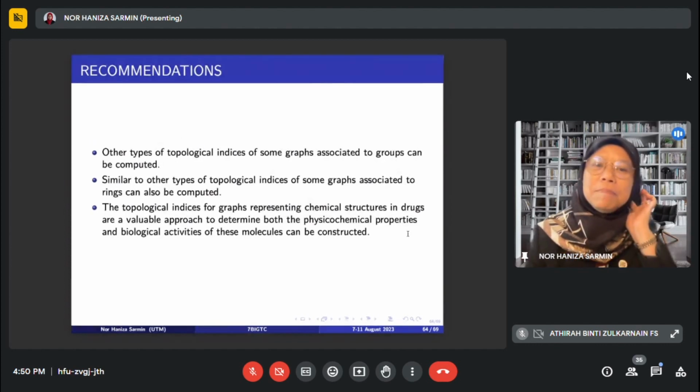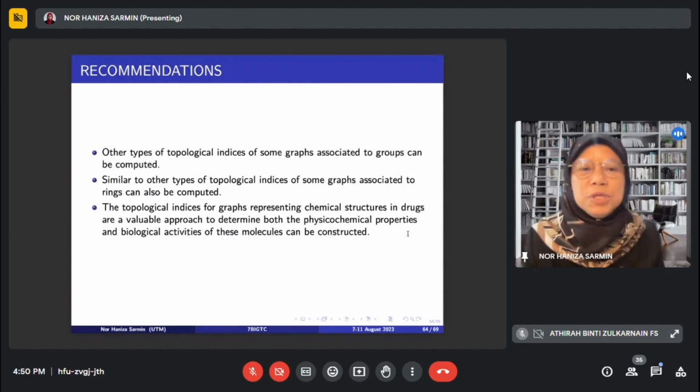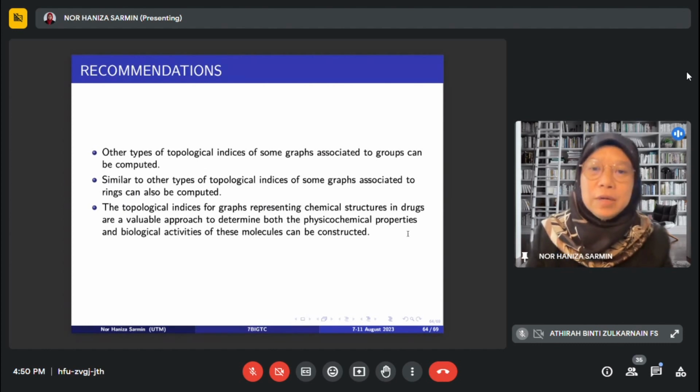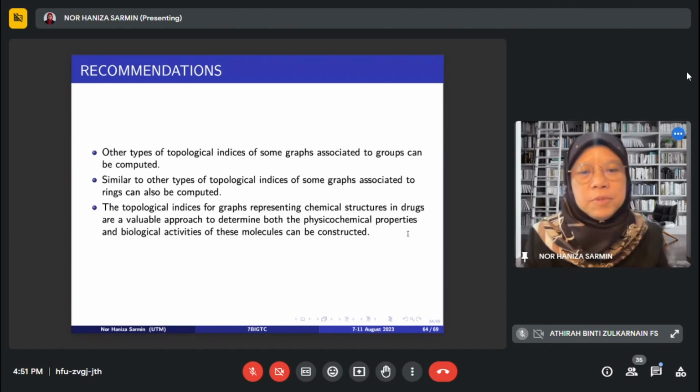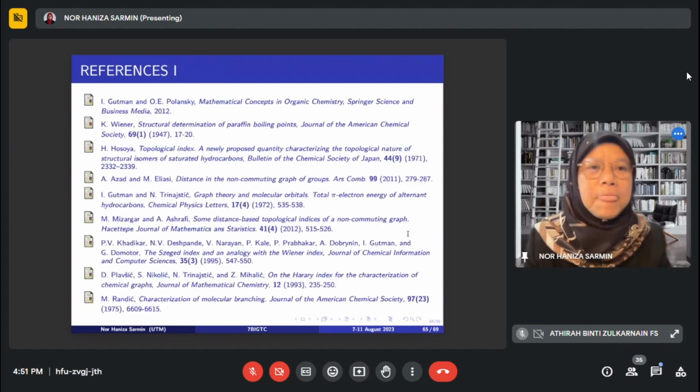I recommend that we look at some more topological indices, and we can also find some other graphs for rings. Also, this is very new: we found this paper on chemical structures in drugs, where they're looking at the physicochemical properties and biological activities. So these are just some references that I have shared in my presentation.